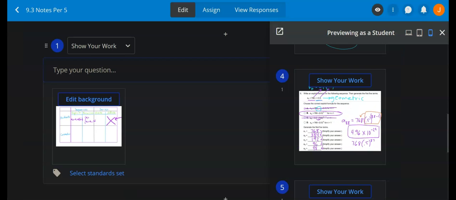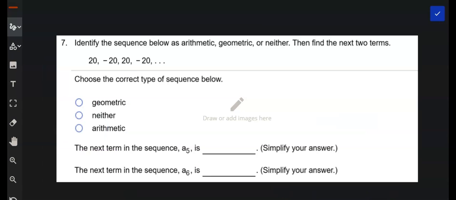Okay, next, page 5. Identify the sequence below as arithmetic, geometric, or neither.